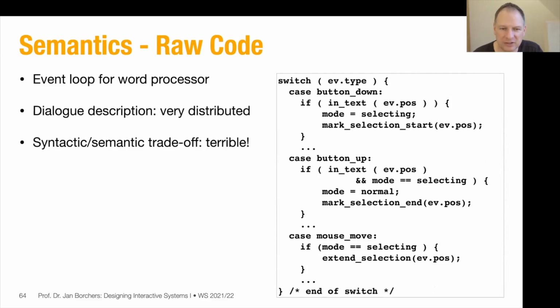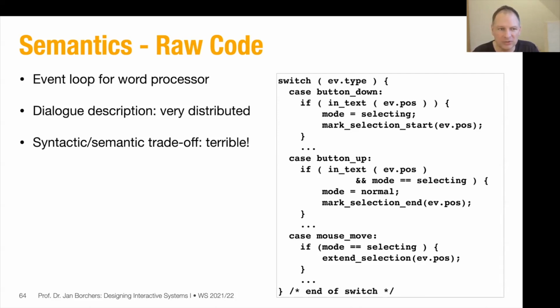So if I find a button down event on the mouse, I move to the selecting mode and I mark the selection start at the current position. If the mouse moves, I extend my selection to the current position. And if the mouse button goes up, I stop selecting and end it. But this only happens if the mode was selecting, right? So you can see the dialog is in there. The state transition network is in there, but it's very distributed and it's a lot of code and a lot of text to write for a very simple logical explanation.